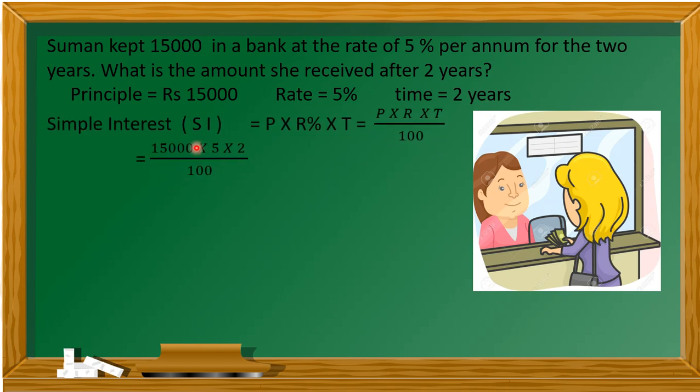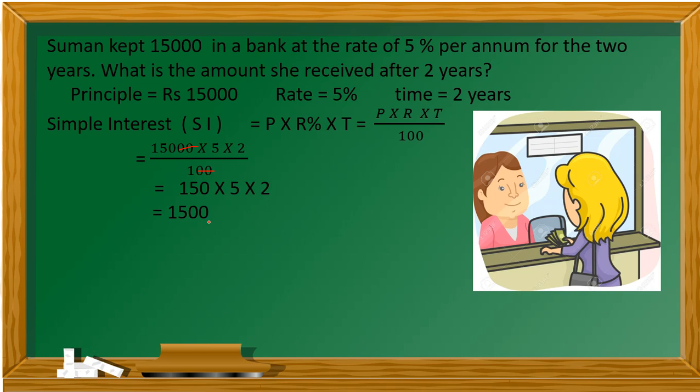So the simple interest is equal to P into R percent into time period. R is in the form of a percentage, so we write it as R upon 100. So P into R into T upon 100 is the formula for simple interest. Now when we put in the values of principal, rate and time, we get 15,000 into 5 into 2 upon 100. When we solve this, the two zeros cancel out with the two zeros, and we get 150 into 5 into 2, which equals 1,500 rupees. So this is the simple interest for the 2 years.